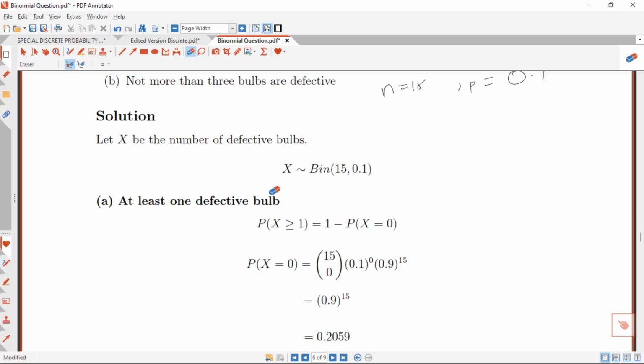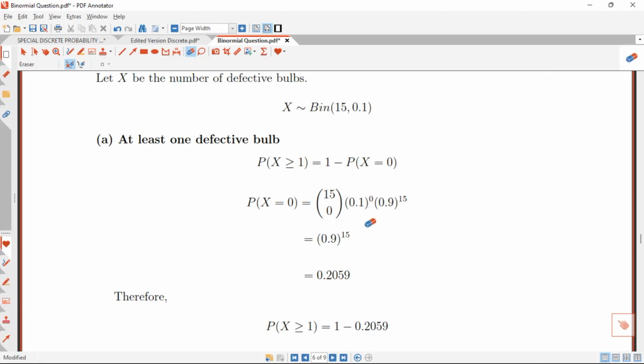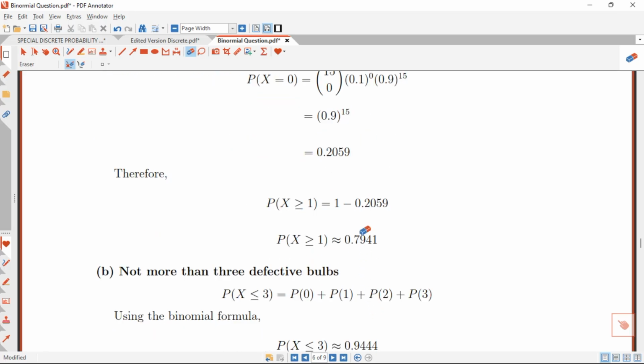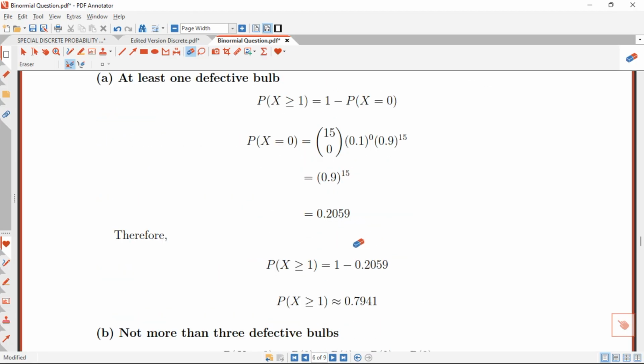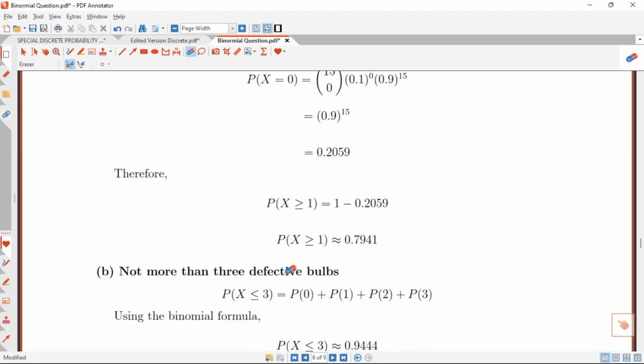So here, we are going to get at least one defective to be the probability that our x is greater than or equal to 1, which can be further expressed as 1 minus the probability that our x is equal to 0. Once we get the probability, we just subtract it from 1, and we get our final answer to be 0.7941.